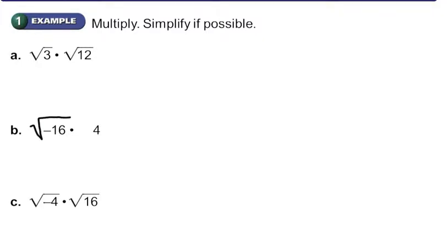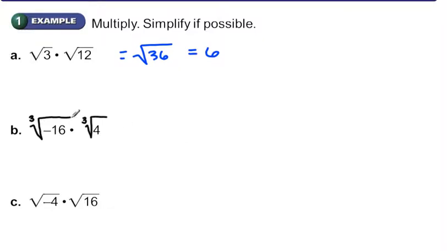All right, so that should be the cubic root of negative 16, and this would be the cubic root of 4. All right, multiplying these. Taking a look at A, the square root of 3 times the square root of 12. This is going to give us the square root of 36. We know that the square root of 36 is simply 6.